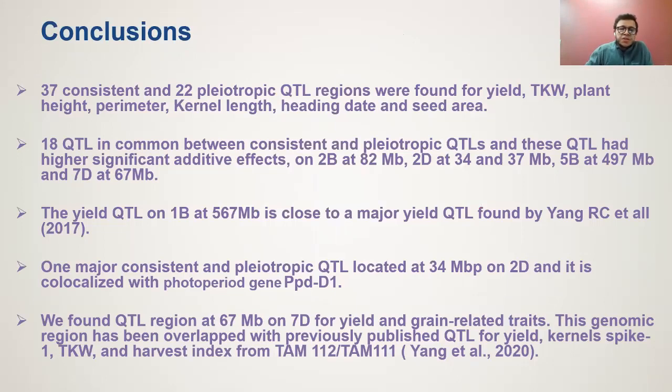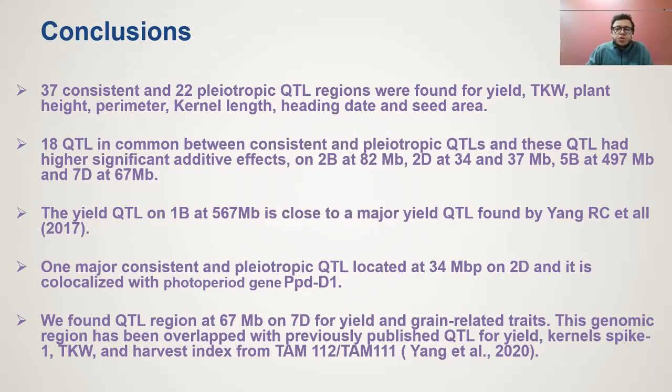Lastly, in conclusion, we have a total of 37 consistent and 22 pleiotropic QTL for yield and yield components. 18 QTL are common between consistent and pleiotropic QTLs. So those have a higher significance level, with significant additive effect on 2B, 2D, 5B, and 7D.